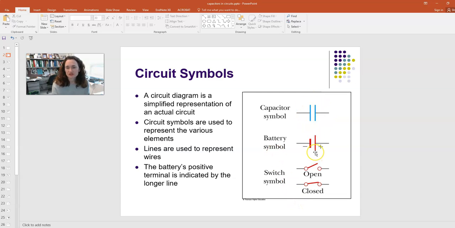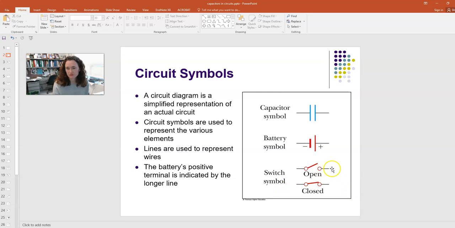We're also going to deal with batteries. Batteries are also two parallel lines, but for a battery, one of the lines is shorter than the other. The shorter line represents the ground of the battery, and then the longer line represents the positive terminal of the battery. And we also have switches.